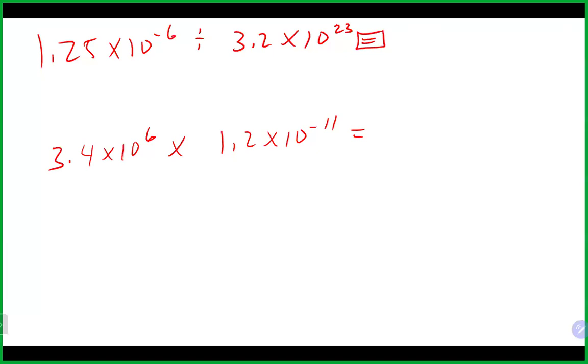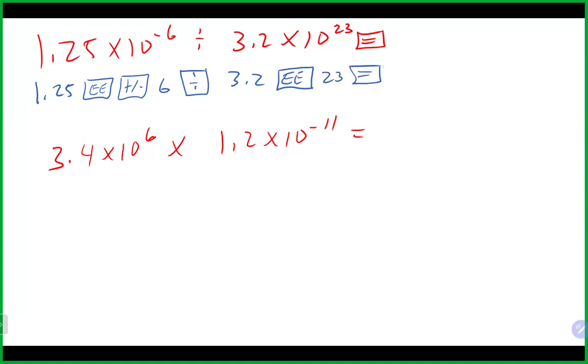Okay, so let's take a look. If I was to punch the first one in, I would punch in 1.25, then hit my exponent button, my negative button, and 6. I would then hit my divide button, 3.2. Once again, exponent button and 23, and obviously my equals button. If you have the other calculator, put parentheses around both of those numbers. So 1.25 exponent minus 6, divided by 3.2 to the 23.